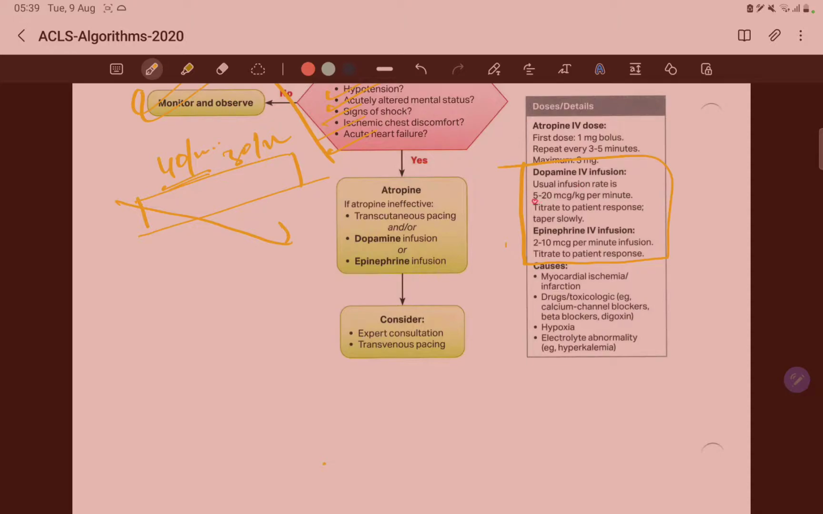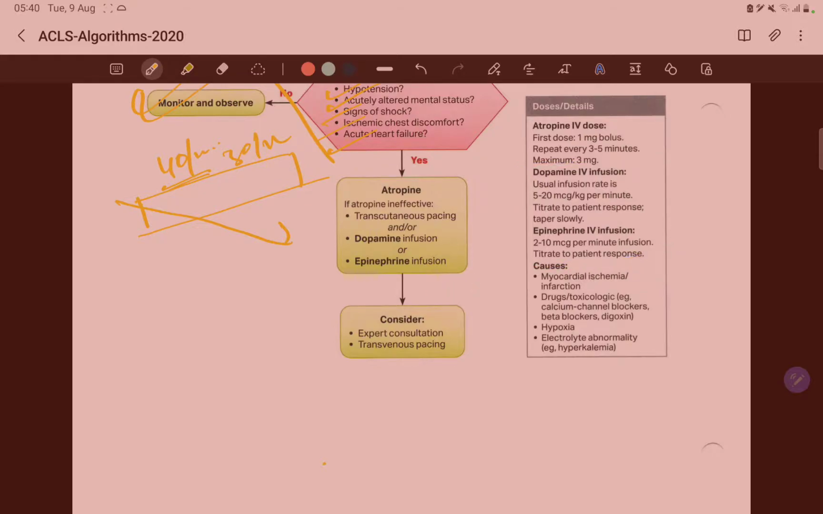Now in dopamine, the dose is 5 to 20 microgram per kg per minute, but epinephrine is 2 to 10 microgram per minute infusion. So it is per kg for dopamine, but not per kg for epinephrine. This is the only difference you have to remember while remembering the dose of dopamine and epinephrine in case of bradycardia.